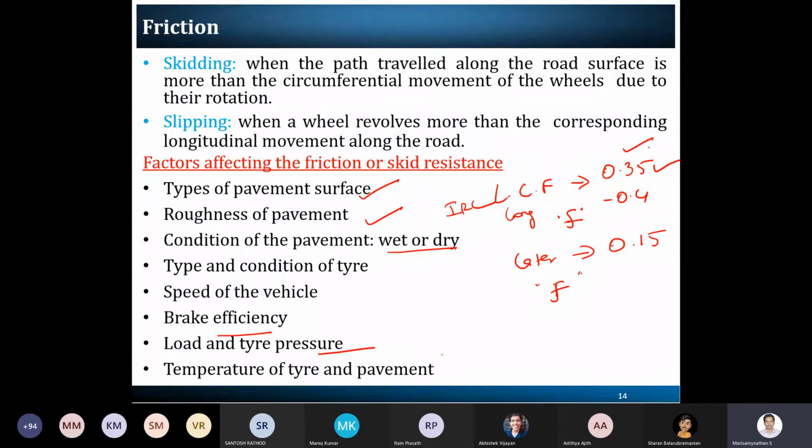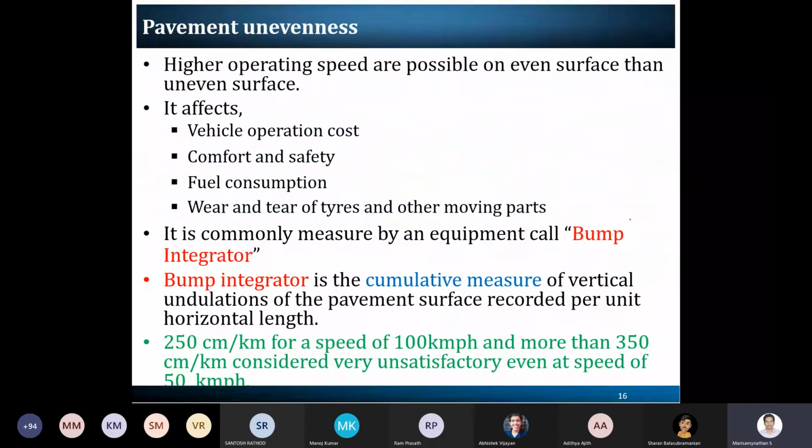0.35 for the longitudinal directions and lateral friction 0.15. So there is a chance of asking questions related to these coefficients of friction. Keep the value in your mind. So that is the thing with respect to the friction we are considering.